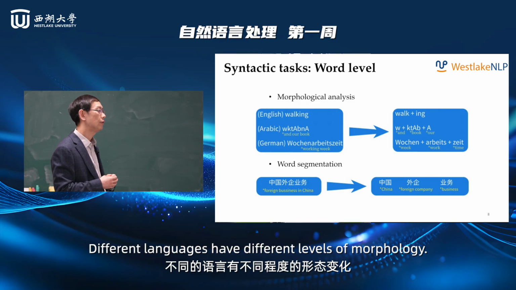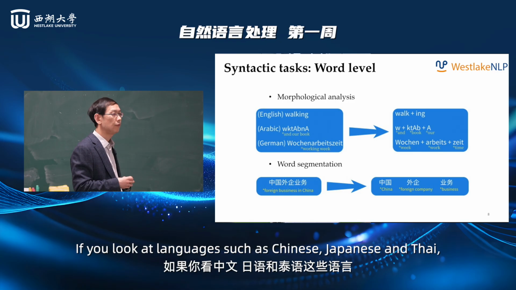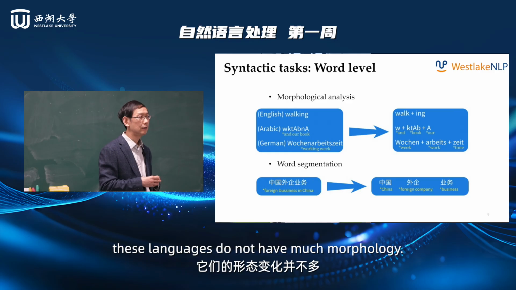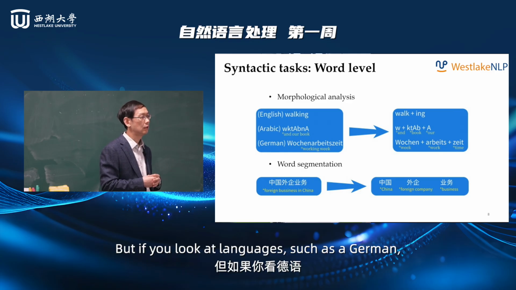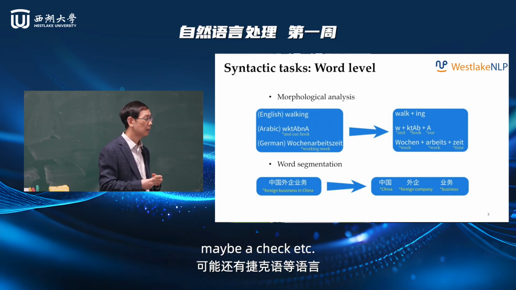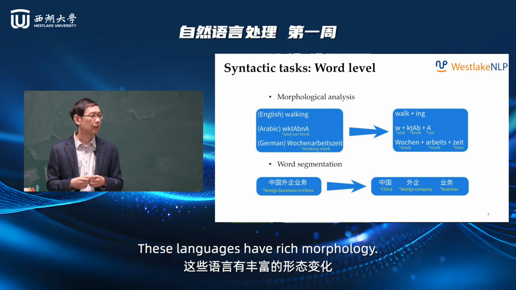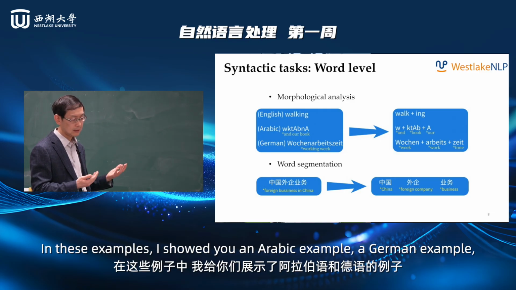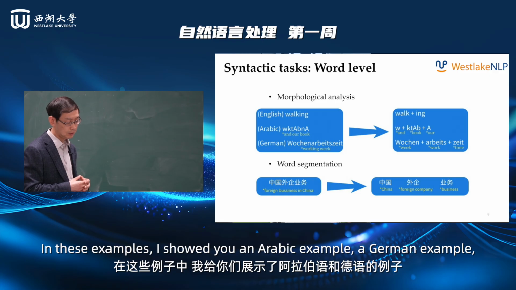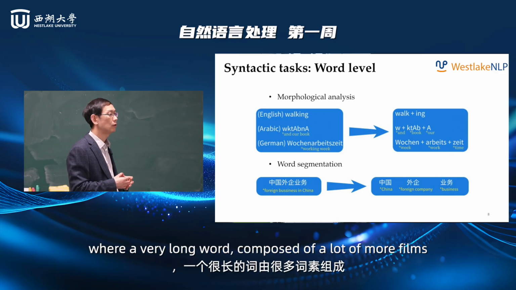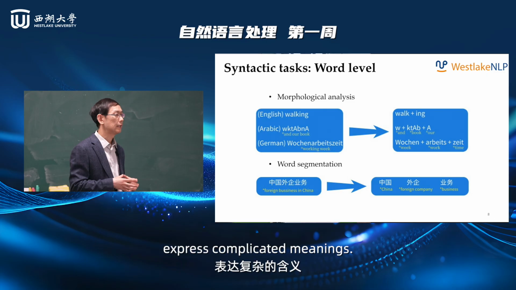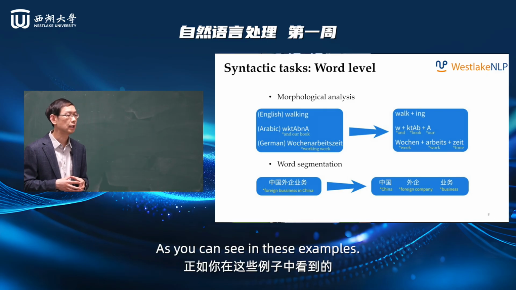So different languages have different levels of morphology. If you look at languages such as Chinese, Japanese, and Thai, these languages do not have much morphology. But if you look at languages such as German, maybe Czech, etc., these languages have rich morphology. So in these examples, I showed you an Arabic example, a German example, where a very long word composed of a lot of morphemes express complicated meanings, okay, as you can see in these examples.